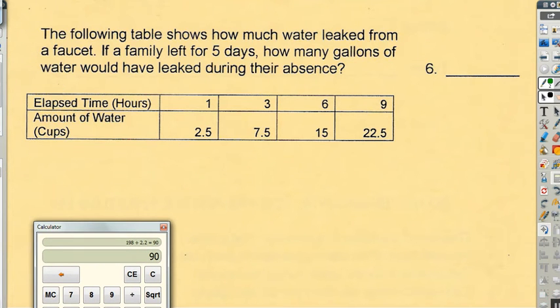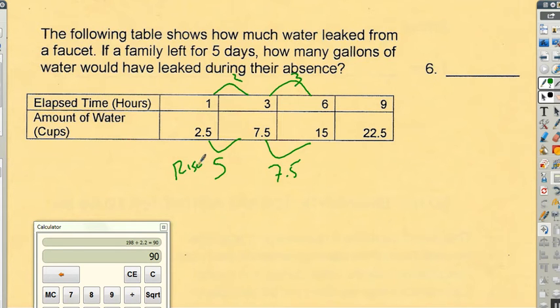All right. The following table shows how much water is leaked from a faucet if a family left for 5 days. How many gallons of water would have leaked during their absence? Well, clearly, it's a difference of 5 cups over 2 hours, and here we have 7.5 over 3 hours. We see we have a constant relationship. What kind of relationship is this? Linear. This is linear. All right. And so this is our rise. This is our run.